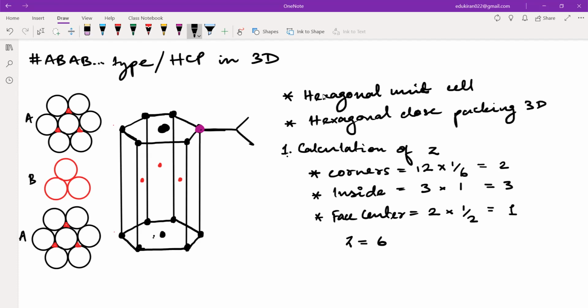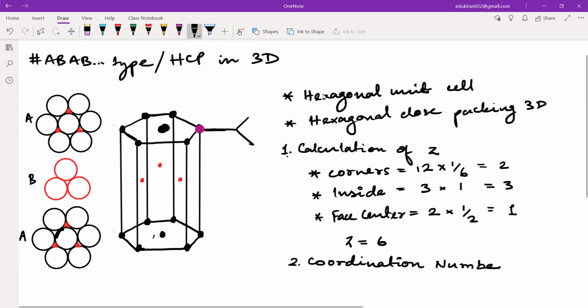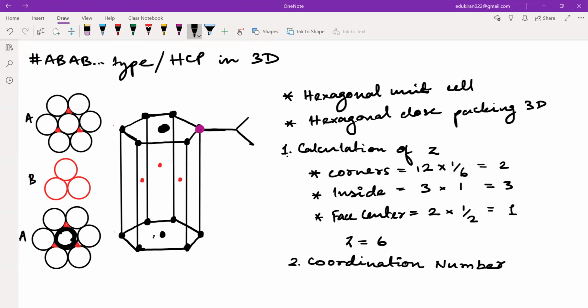Yes. Okay. Second is coordination number. For coordination number, I want all of you to look at this atom here, this black atom. Can you see it? Yes, sir. Okay, fine. So it is touching how many atoms? 6 atoms, right? In the same layer, it is touching 6 atoms.